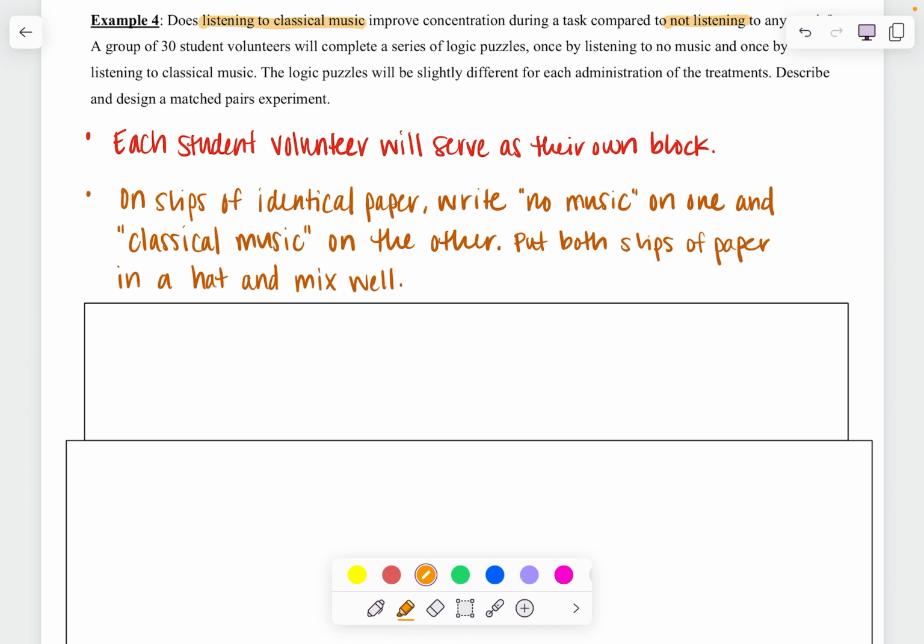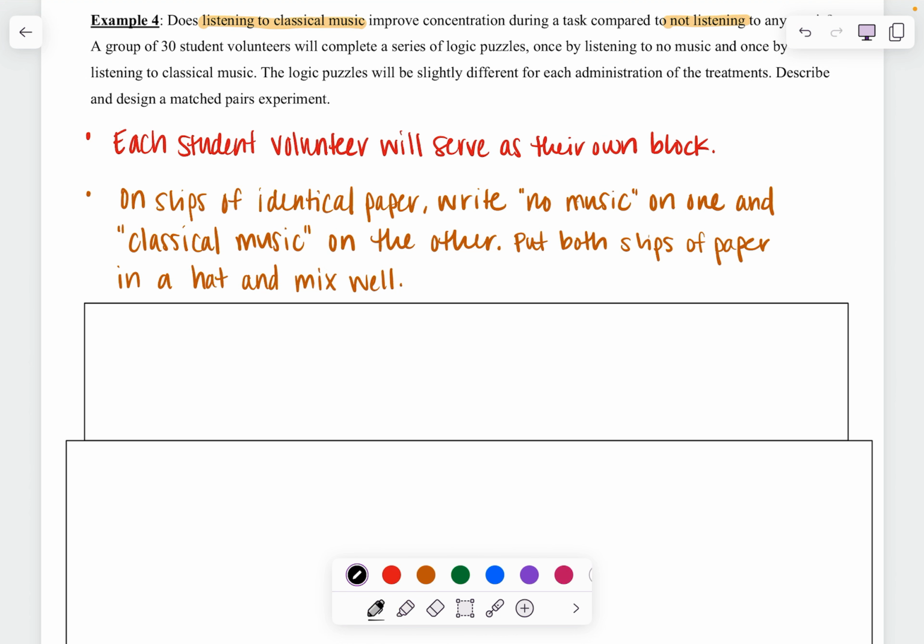And for this randomization method, I picked a hat. Hat method is like the second most popular one on the AP exam that people write about. Random number generator usually is the first. But walking through the hat method: on slips of identical paper, write no music on one and classical music on the other. Put both slips of paper in a hat.